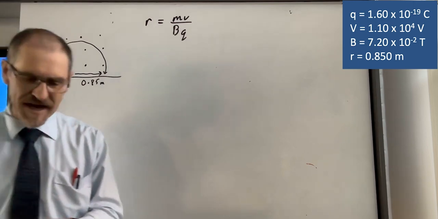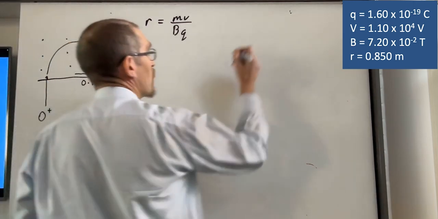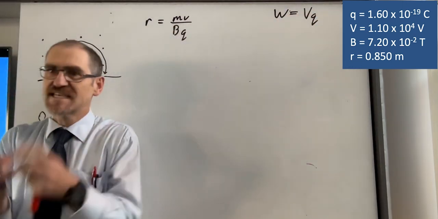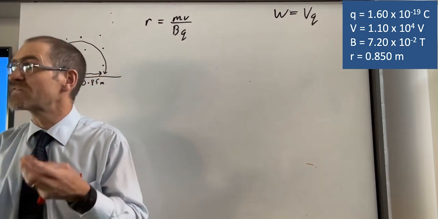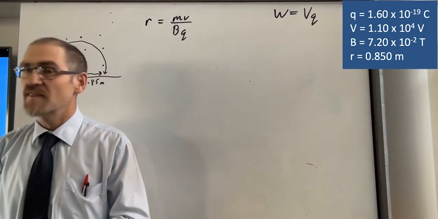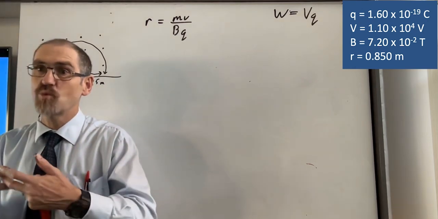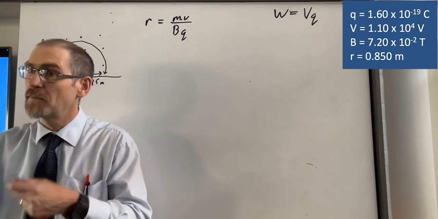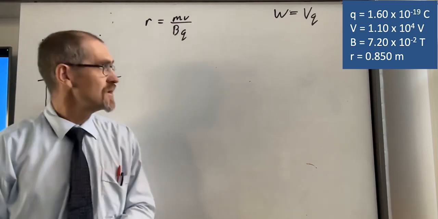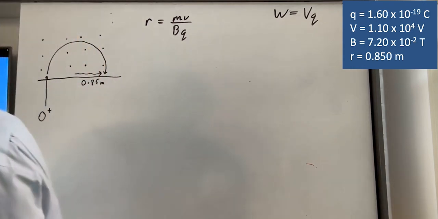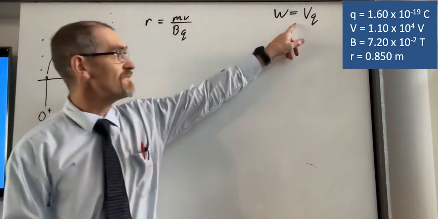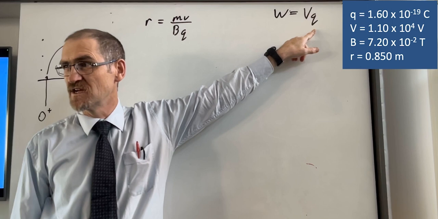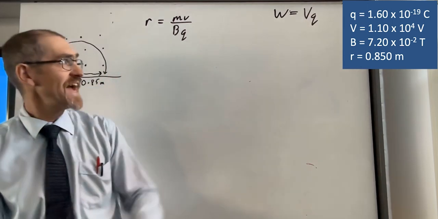Okay, so some other equations in our toolbox. We know work equals VQ. If you accelerate a charged particle with an electric field, then the change in kinetic energy, the work done, is equal to the voltage, the potential difference you accelerated it through, multiplied by the charge on the particle. So that might work for us. Do we have voltage? Yes, we do. We know the charge of the oxygen atoms is positive 1.6 by 10 to the negative 19 coulombs.